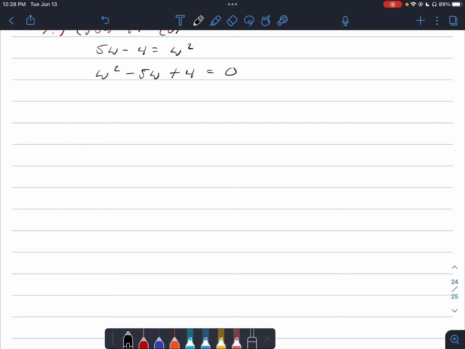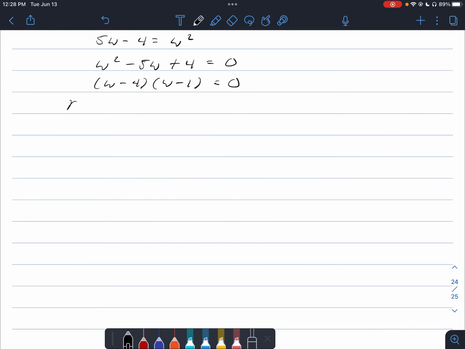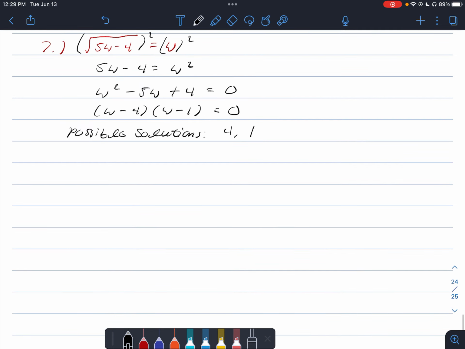So we want to find two numbers that multiply to give us 4 and add to give us -5. I'm thinking -4 and -1. So we have w minus 4 times w minus 1. Okay, yeah, it should work. So that our possible solutions are going to be 4 and 1. And now we just have to make sure that each of these makes sense. So here we have the square root of 5, well, let me label this. Sorry. We're going to check our solution now.